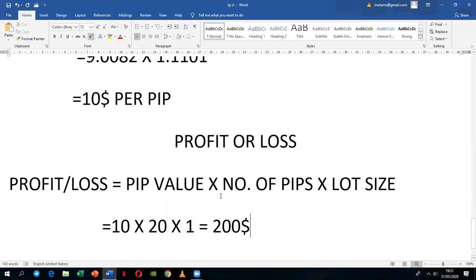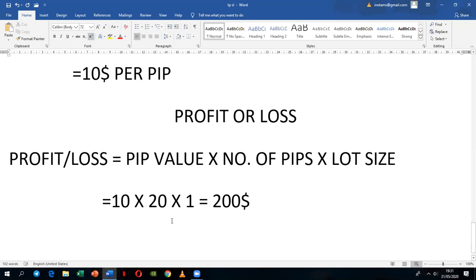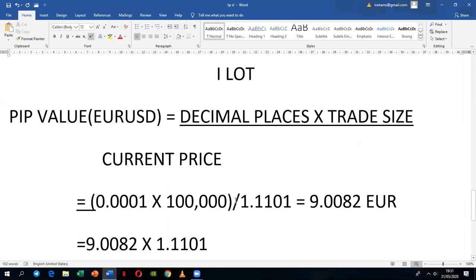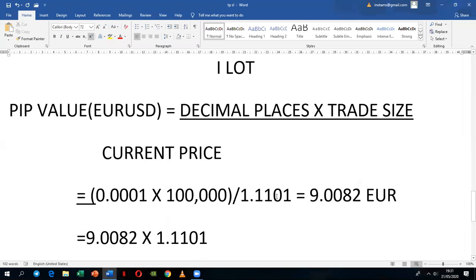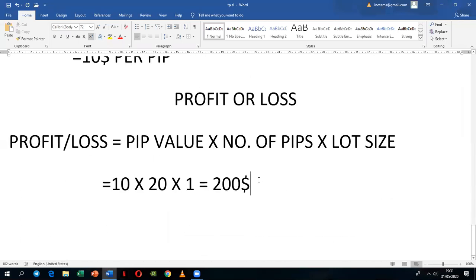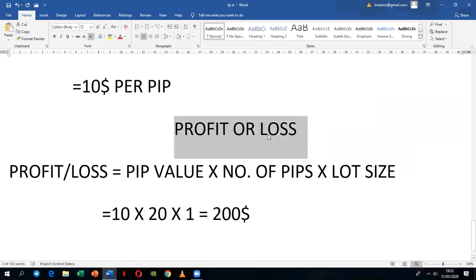So guys, if you opened one lot of EUR/USD and you made 20 pips, this is the money you'd make. The bigger the lot size or trade size, the bigger the reward, and also the bigger the loss. So be careful every time you're trading with big lots. I hope you now know how to calculate profit and loss, pip value.